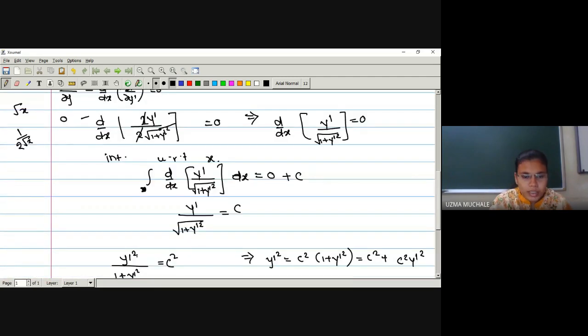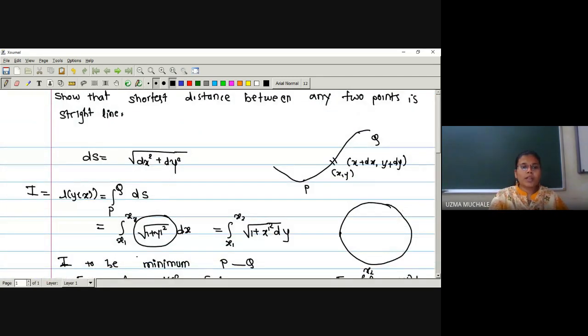So how have we found the result? Let me go one by one. What is our aim? To show that the shortest distance between any two points is a straight line. Okay. What is our aim to find out? The shortest distance between any two points is a straight line.